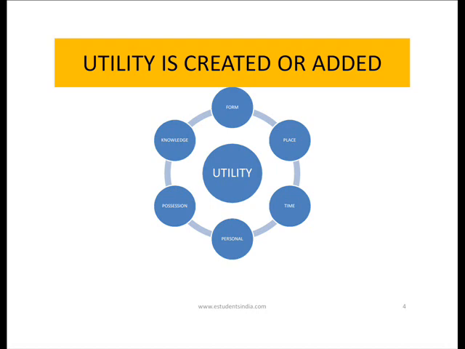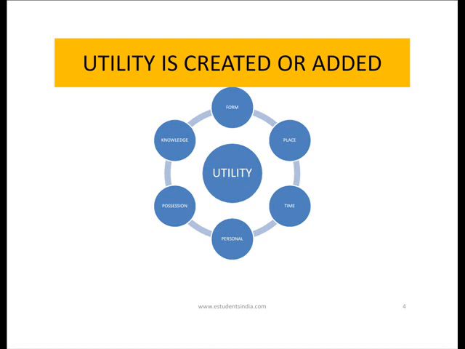Place utility is created. Sometimes there is a time lag between production and consumption. Such goods are stored when available in plenty and later released for consumption. Time utility is created. Utility can be added to the product by changing its possession. A computer is of little use to many. When you get it, it becomes very useful.